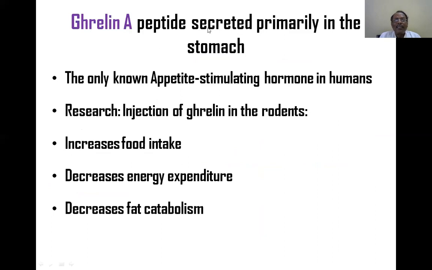Ghrelin, peptide A, is secreted primarily in the stomach, and is the only known appetite-stimulating hormone in humans. Injection of ghrelin in rodents increases food intake and decreases energy expenditure. Decreased energy expenditure decreases fat metabolism.